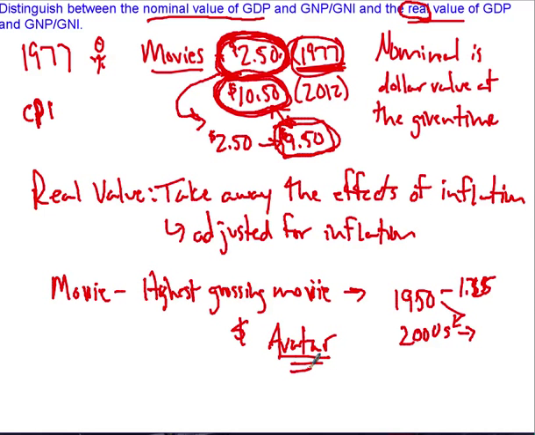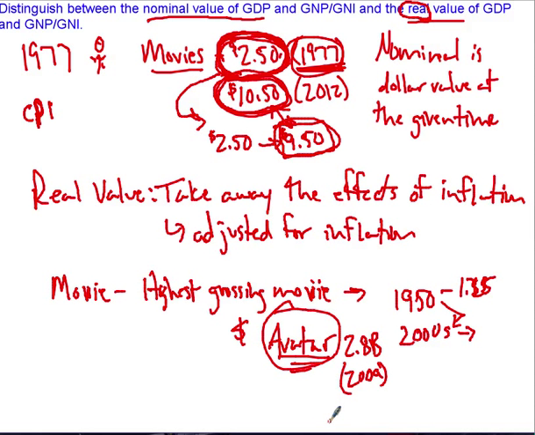I forget the actual number, I think I wrote it down: $2.8 billion. They've grossed $2.8 billion, which is a whole lot of money, and that was from 2009. Now what I want you to ask yourself is, is this the highest grossing movie ever if we adjust for inflation? Let's pretend that all the movies came out today.